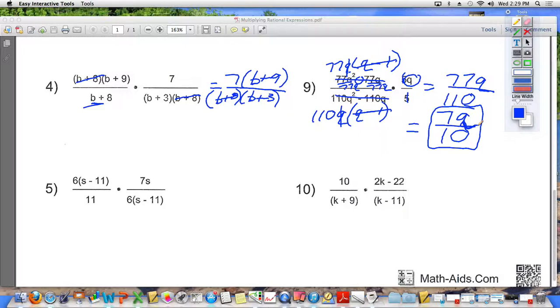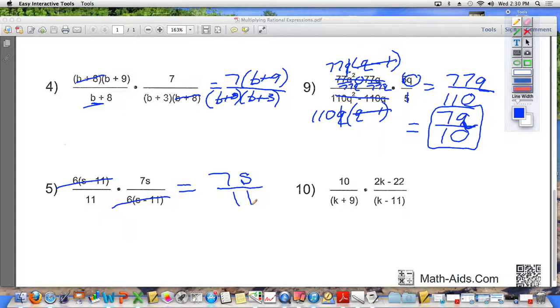All right, number 5. I can cancel out the 6 times (S minus 11). All I have left is the 7S in the numerator. That was easy. And in the denominator we have an 11. That's it. So number 5 is 7S over 11.